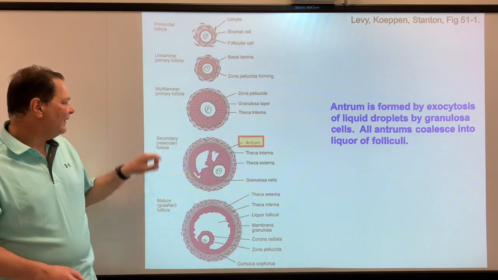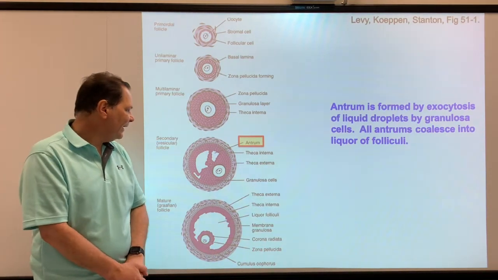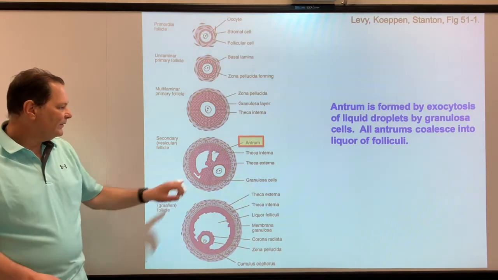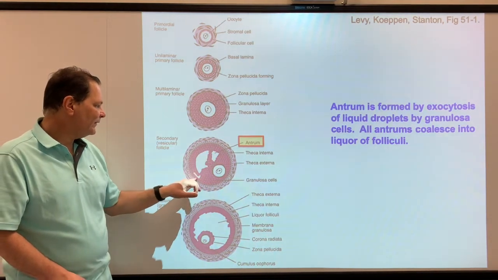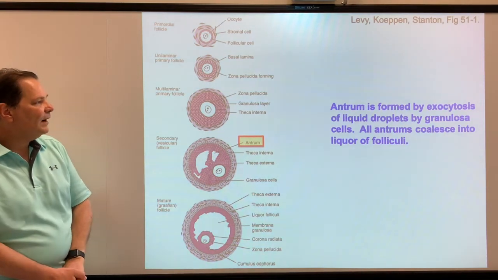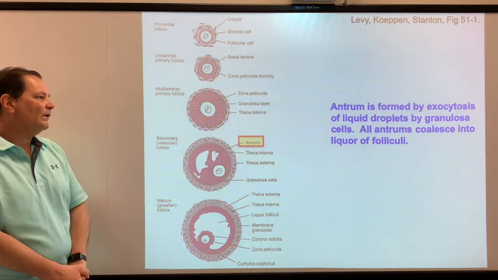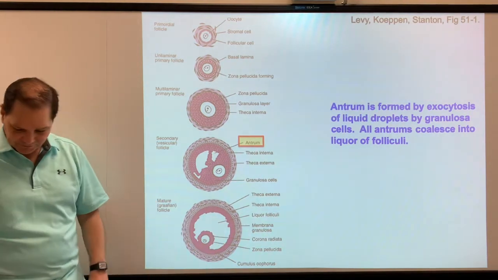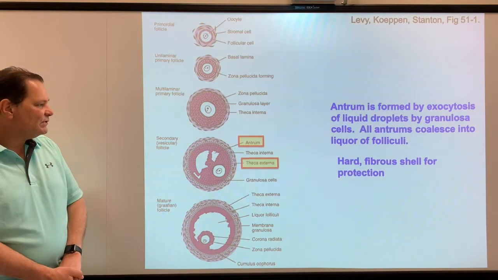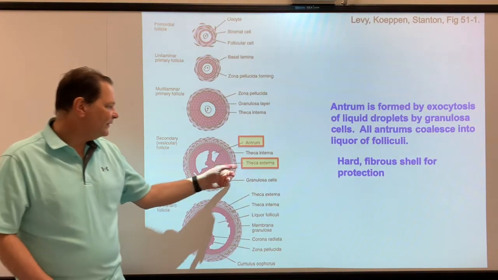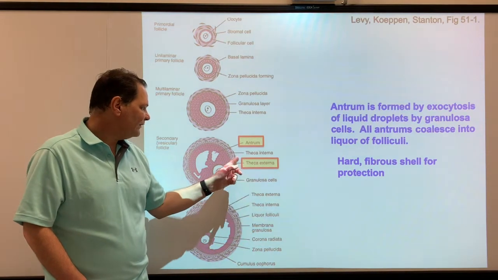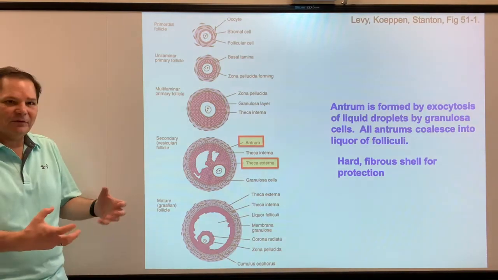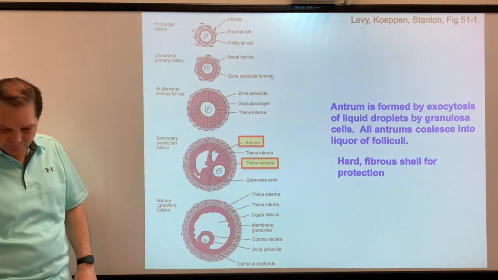We have the development of antrums as the secondary follicle forms. These are spaces in between the granulosa cells here. These can contain liquid, which is generated from the granulosa cells. Eventually, these will all coalesce into the liquor folliculi in the mature follicle. And notice the development of the theca externa now, which is outside the theca interna. It's a hard fiber shell, protects this follicle as it's gotten very big and starts to fill with liquid.